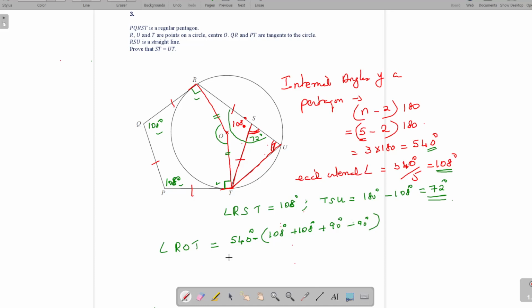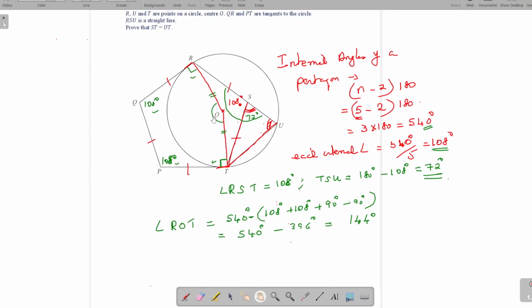That becomes 540 minus 396. That gives us 144. So if that is 144, you could see now this is the arc. This arc makes an angle at the center, and the same arc is making an angle at the circumference. If you look at the lines, right? So we worked out it is 144.